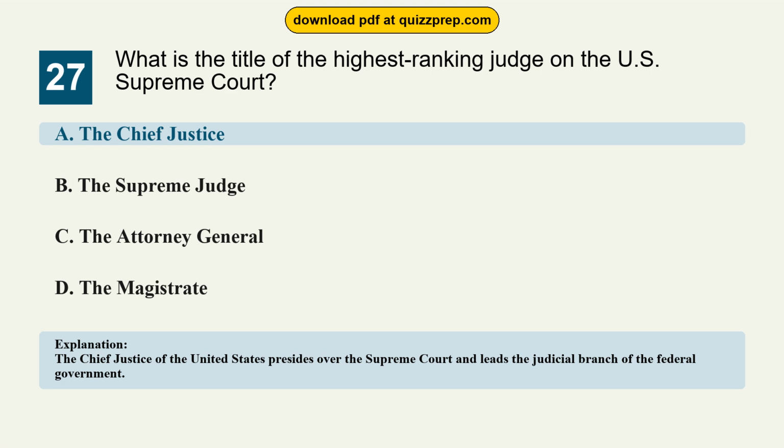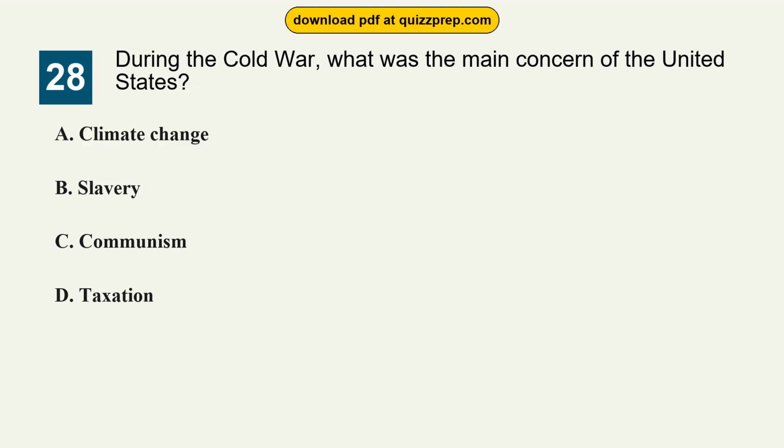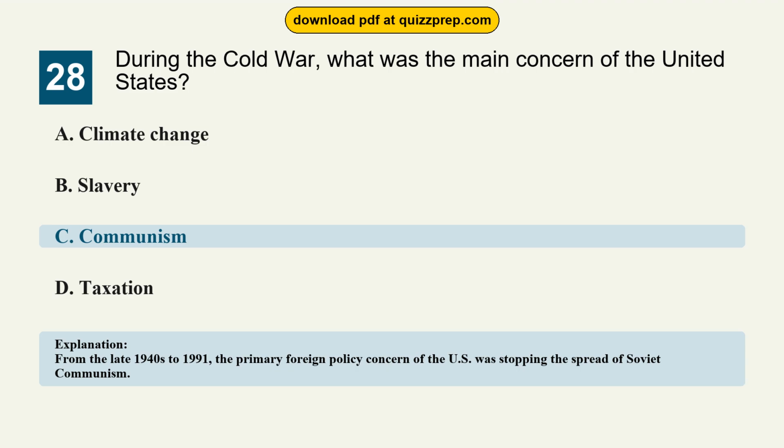Question 28. During the Cold War, what was the main concern of the United States? Option A, climate change. Option B, slavery. Option C, communism. Option D, taxation. The correct answer is option C, communism. From the late 1940s to 1991, the primary foreign policy concern of the U.S. was stopping the spread of Soviet communism.